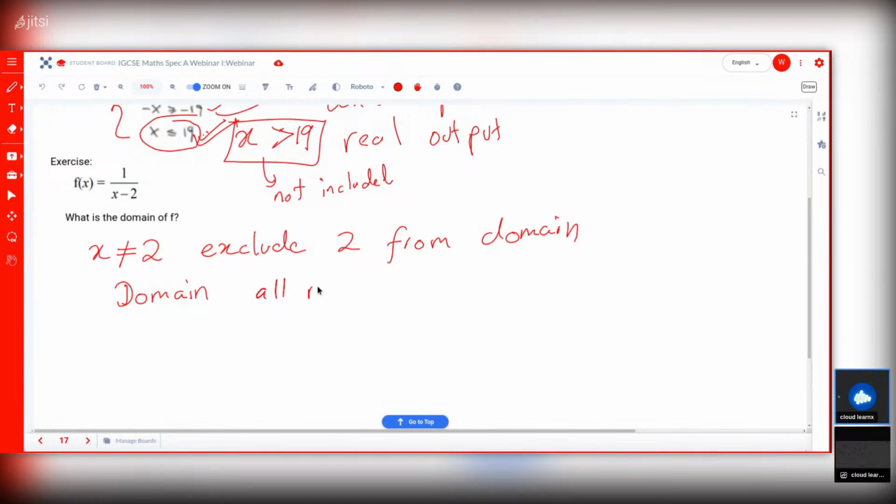All real values of x, x not equal to 2, or without x equals 2, or exclude 2. Or you can use anything for x to match your domain, but do not use x equals 2, right? Do not use x equals 2. Right. Okay.